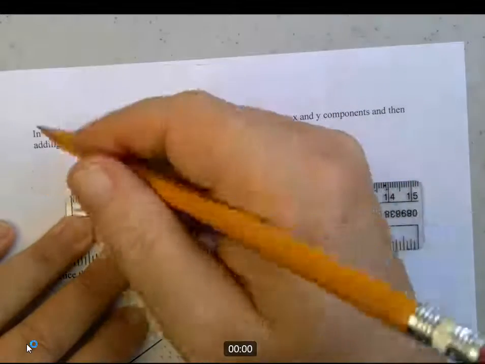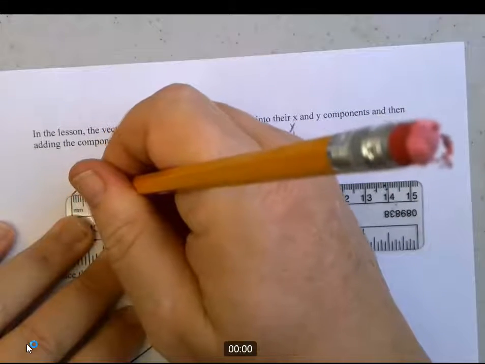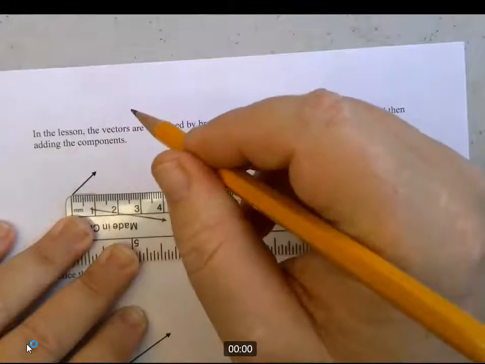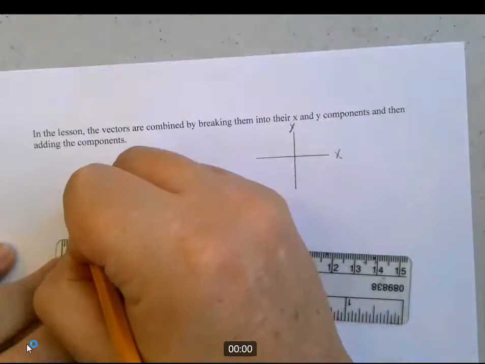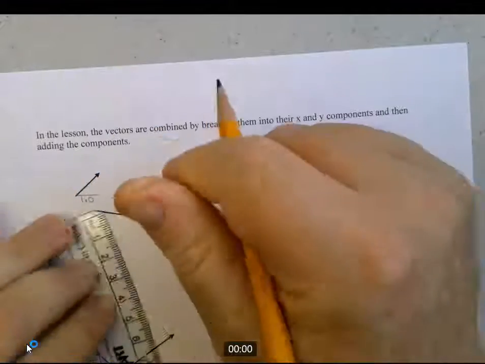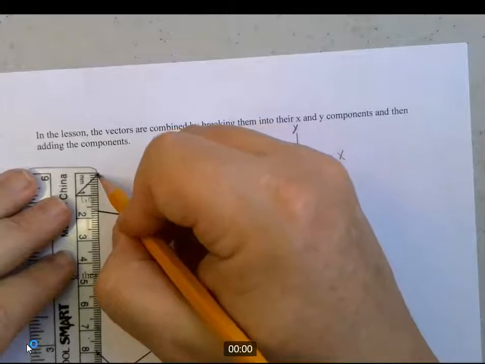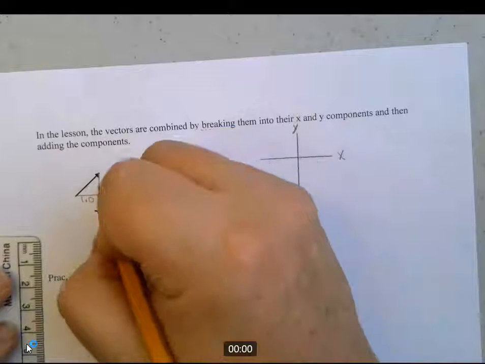Okay, so here we go. Here's my first vector. The x component, that is the horizontal one, the side-to-side one, is right there, and I can measure it. It's 1.0 centimeters. And then the y component is right here, and it's also 1.0 centimeters.